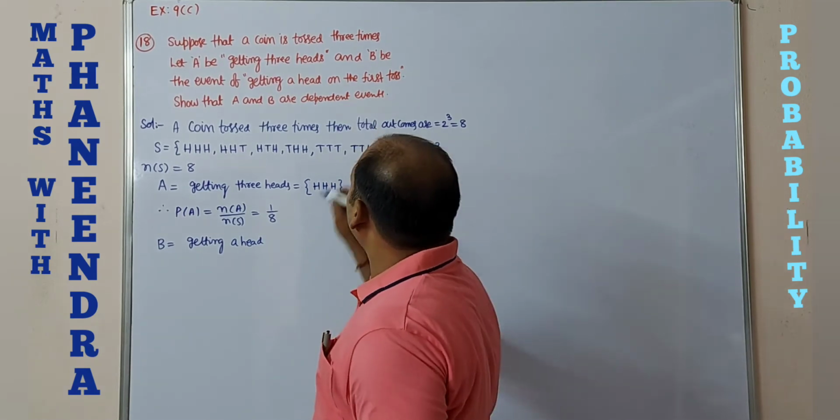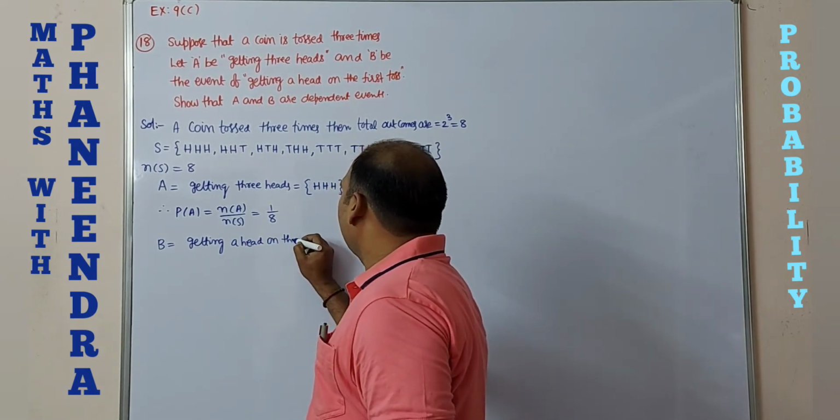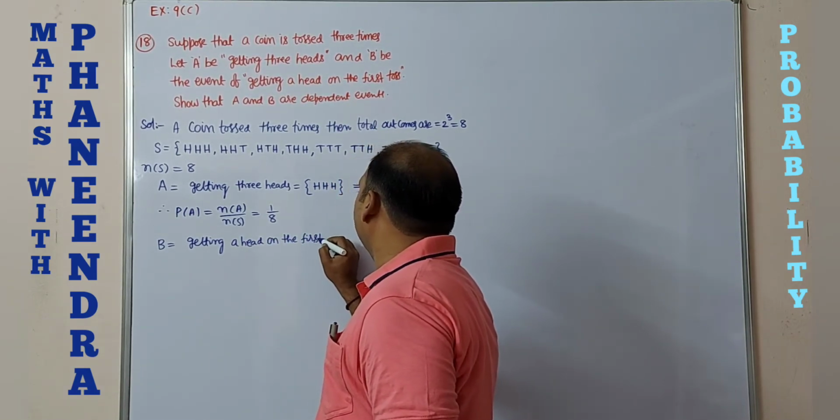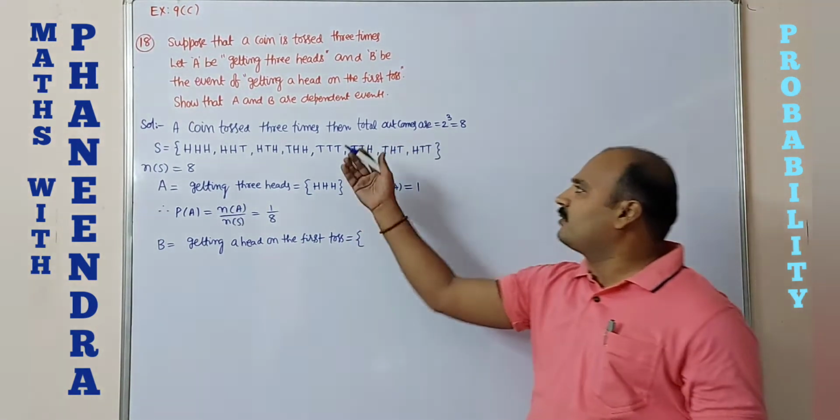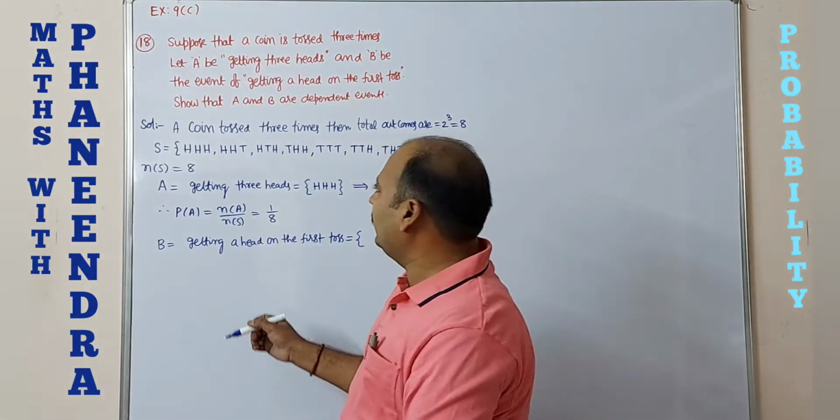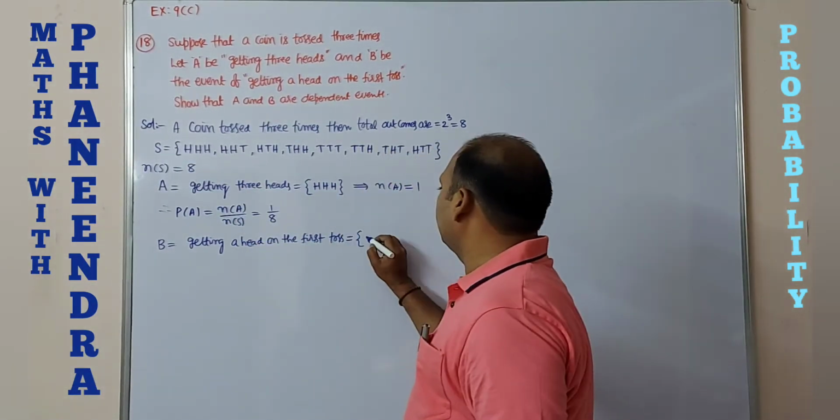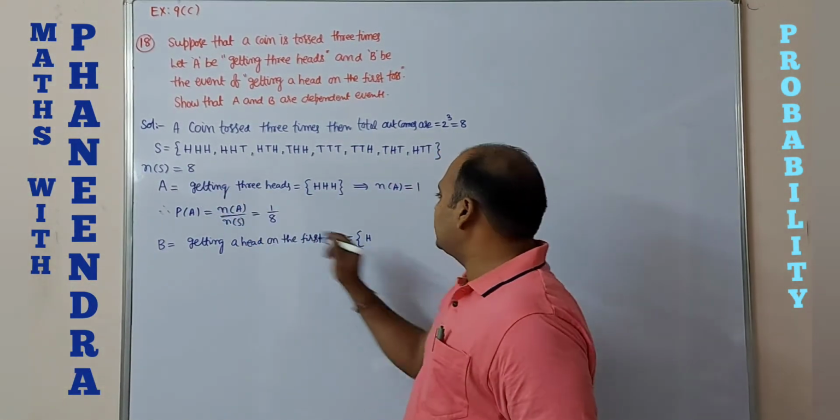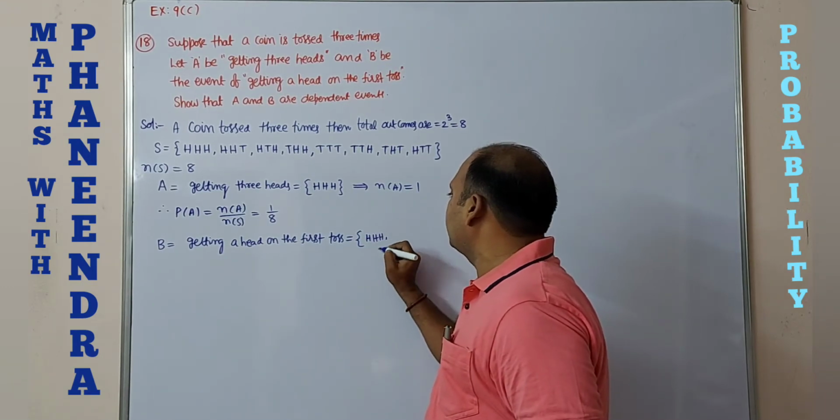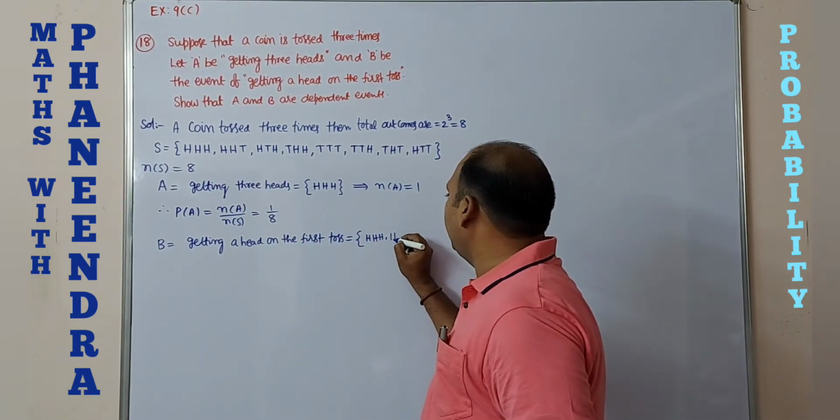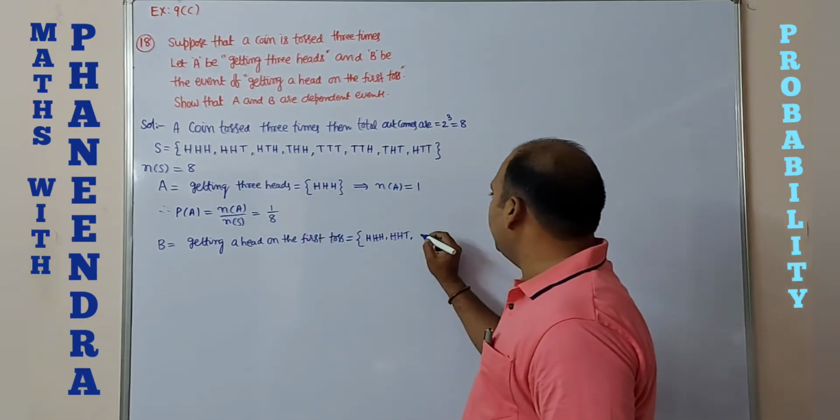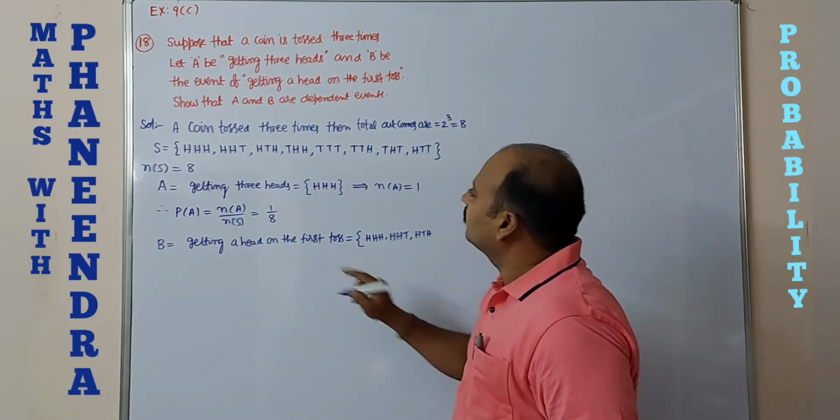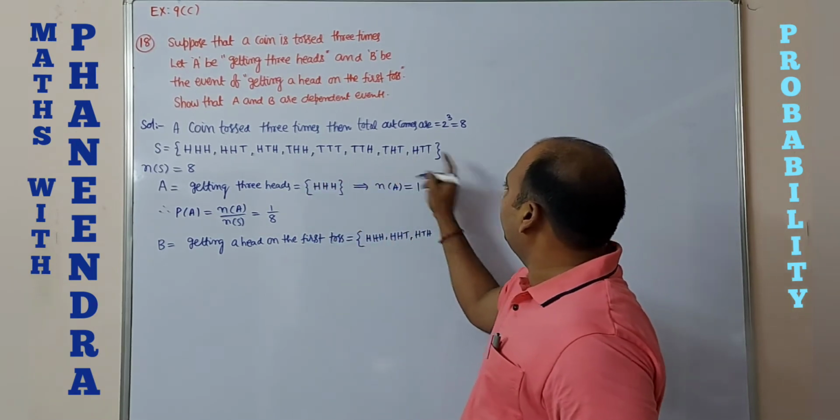Next, B equal to getting a head on the first toss. So what are the possibilities from this? First toss, head will be there. So H, H, H, this one is also first head is there. Now H, H, T. Next H, T, H. Next here H, T, T.